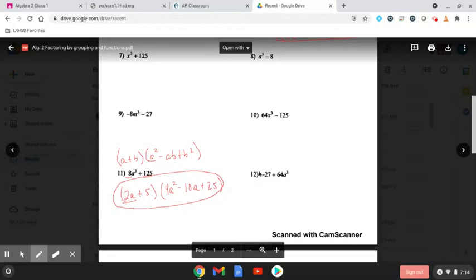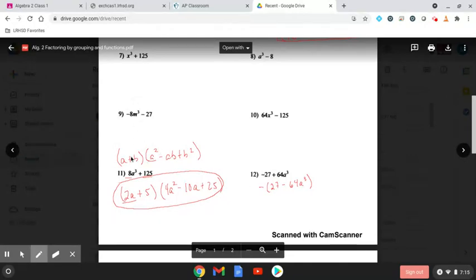So as you were leaving class yesterday, I tried to give you a little clue as I assigned number 12. I said, look, anytime that first term is negative, we always want to factor that out. So I would take the 27 and I would make it a positive, and I would also make this a negative. I just think it's easier when the first term is positive. So in number 9 and number 12, I think that would be my first step.